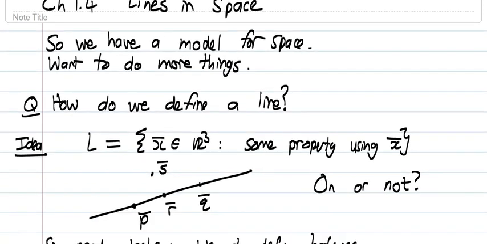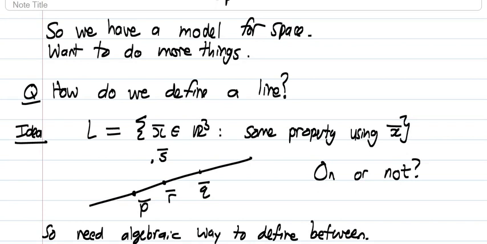Now, think about it. Say you have a line that contains point P and Q. Alright? Now, from this diagram, you can see point R is on this line, but S is not on this line. Alright? Now, what property does R have that S doesn't have? Well, R has a property that it is between P and Q, and we will have a definition of what between means. So, S is not between P and Q, alright?